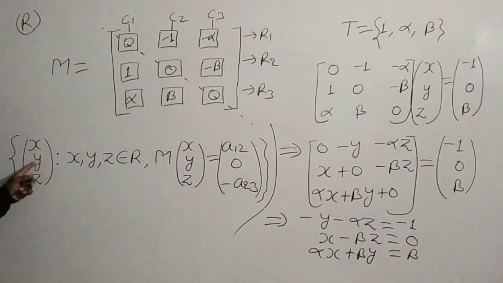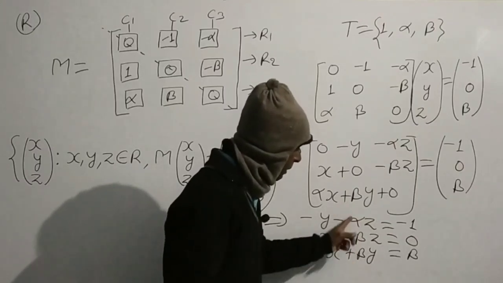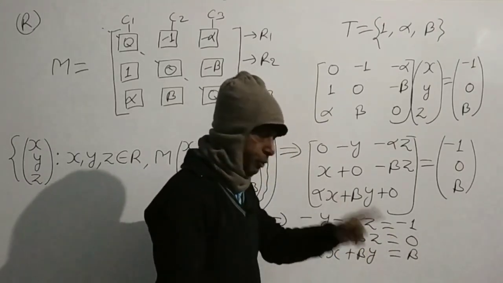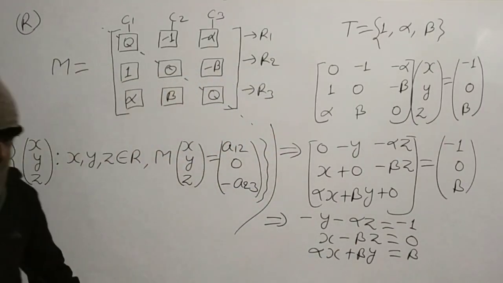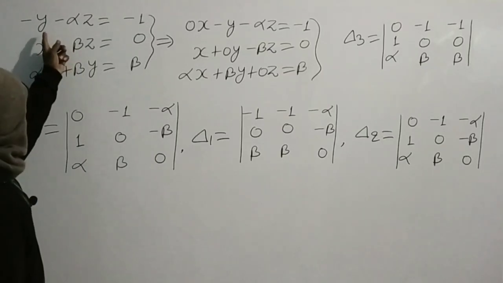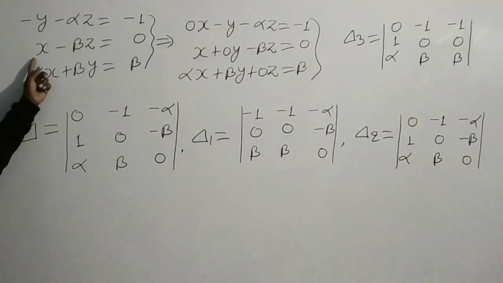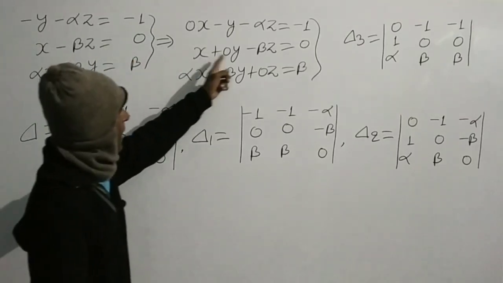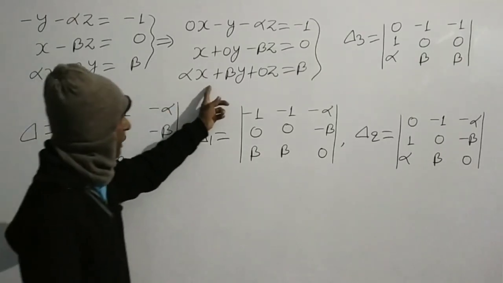Number of elements in this set, that means the number of this type of column matrix, will be equal to the number of solutions of this system of equations. We can write this equation like this, and this equation can be written like this.